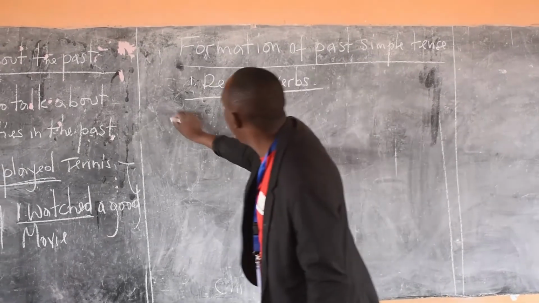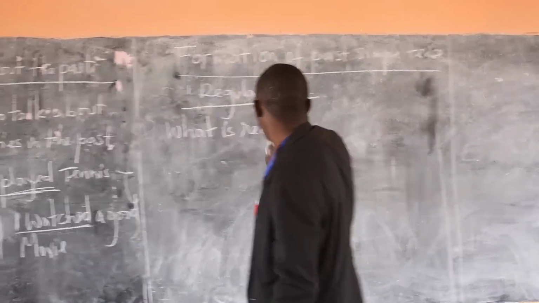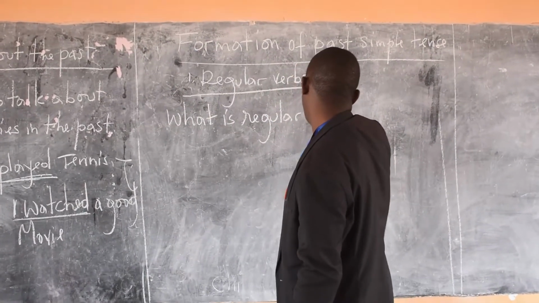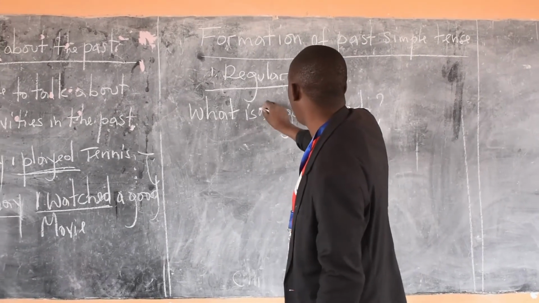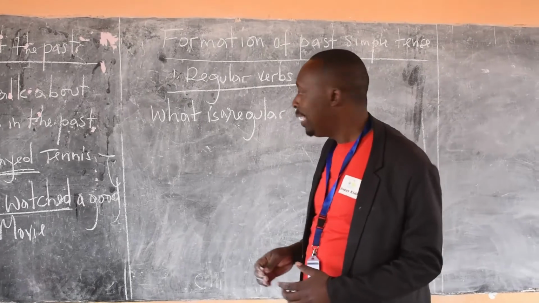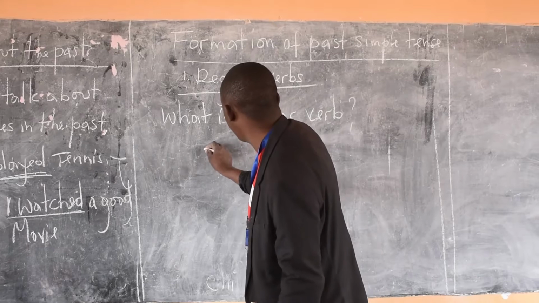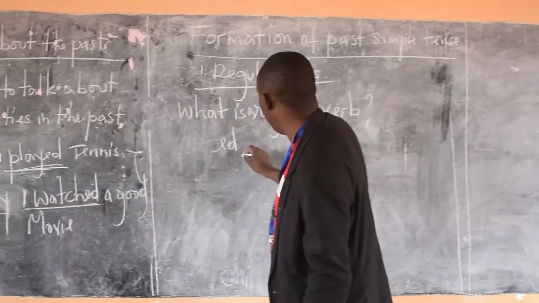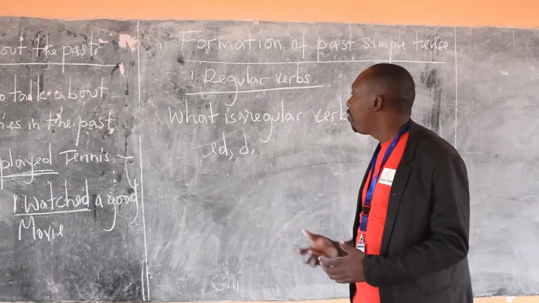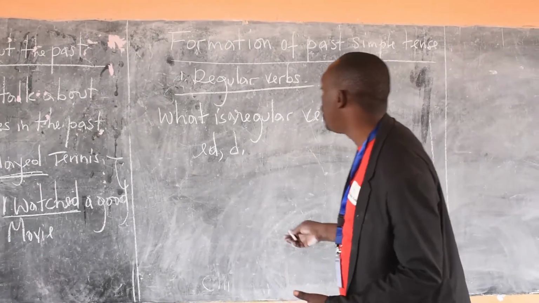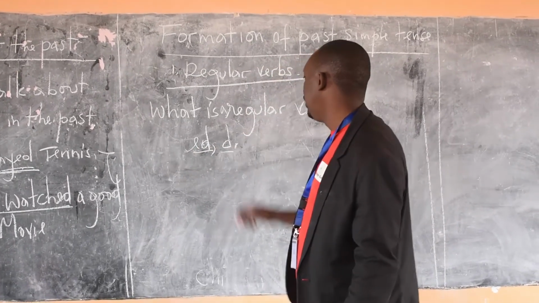So, what is a regular verb? A regular verb is a verb which takes ed or d in past simple. So when we are forming past simple of a regular verb, we add either ed or d.